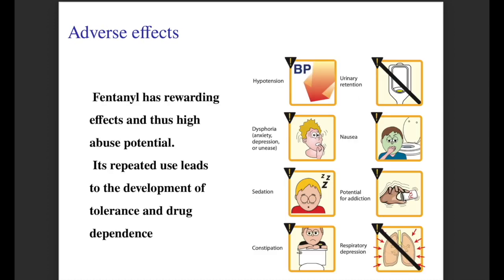Adverse effects. Fentanyl has euphoric effects and thus high abuse potential. Its repeated use leads to the development of tolerance and strong drug dependence. Additionally, other side effects were reported when using fentanyl, for example, hypotension, sedation, nausea, potential for addiction, and respiratory depression.